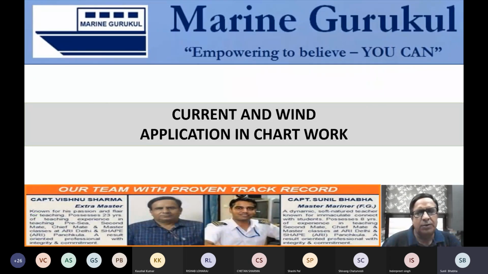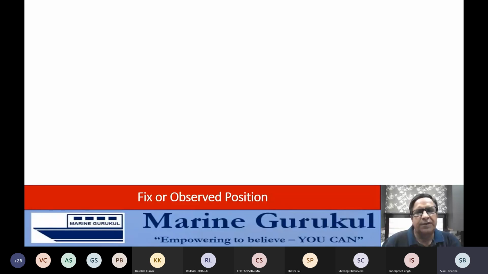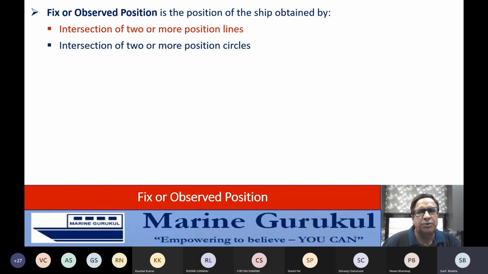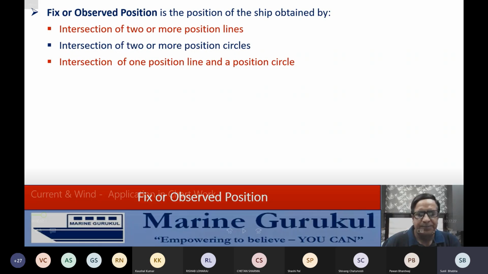Let's understand few terms pertaining to types of positions that we obtain and use in our navigation. The first one is fixed or observed position, and this is the position of a ship that is obtained by intersection of two or more position lines, intersection of two or more position circles, or intersection of one position line and one position circle. I'm sure you would have watched the earlier videos on position lines and position circles and would by now be comfortable with the concept of PLs and PCs.